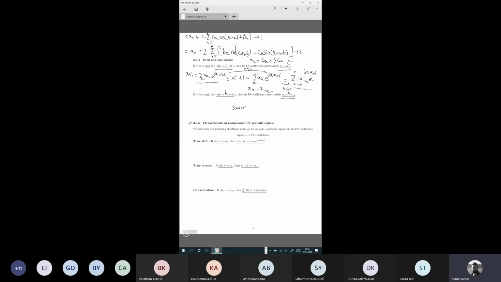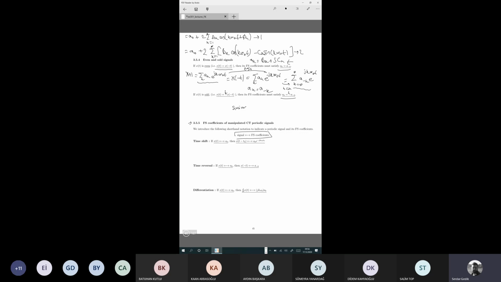The fifth property is about the periodic signals. Periodic signals are important for our discussions. Here we have this notation over there. So we have the signal on the left-hand side, and we have the Fourier series coefficient on the right-hand side. If you have this manipulated periodic signal, in that case, the Fourier series coefficients are somehow changing.